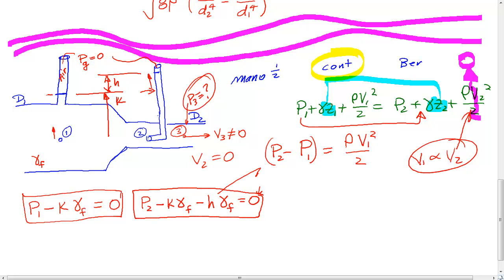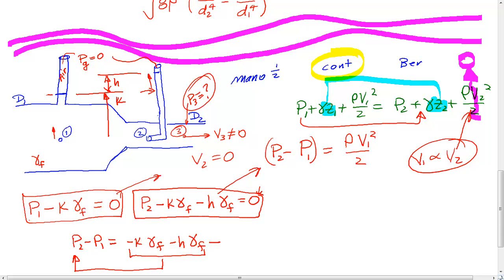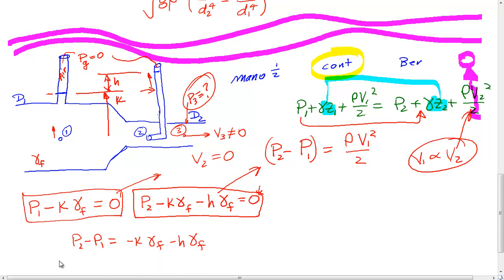Now, I can insert both these here, or I can subtract them over here. P2 minus P1 would be, okay, so taking P2 first, minus K gamma fluid minus H gamma fluid. So this term, P2, minus, but wait a minute, I've actually made a mistake here. Let me fix this mistake first. It's nothing more than a sign mistake. And that is, here, let me get the box away from it.